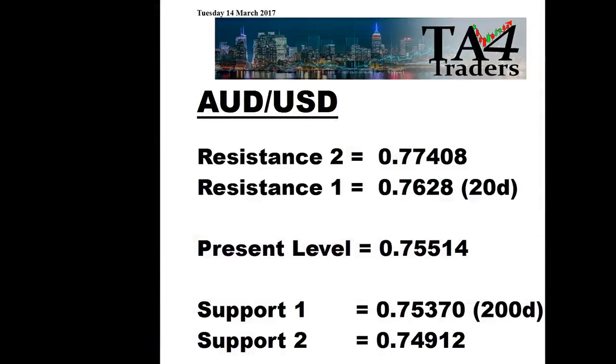On the support resistances, there's a resistance at the 20-day, as we saw, tracking down at 76.28. And then resistance at 77.41. Support, as we said, at the 200-day, 75.37, and then support below there at 74.912.